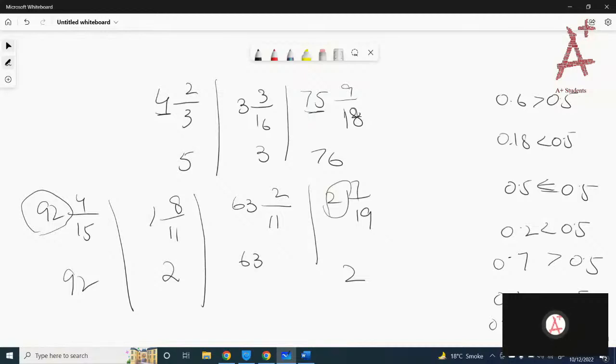So we have covered 4 of the topics today. The topics are identify rational and irrational numbers, write fractions in lowest terms, least common denominators, and round decimals and mixed numbers.